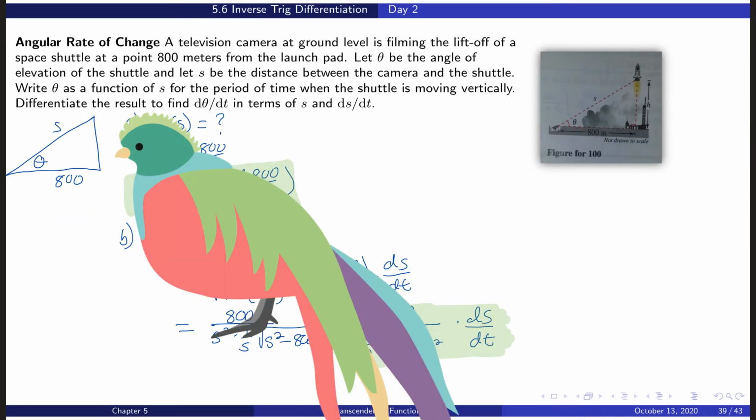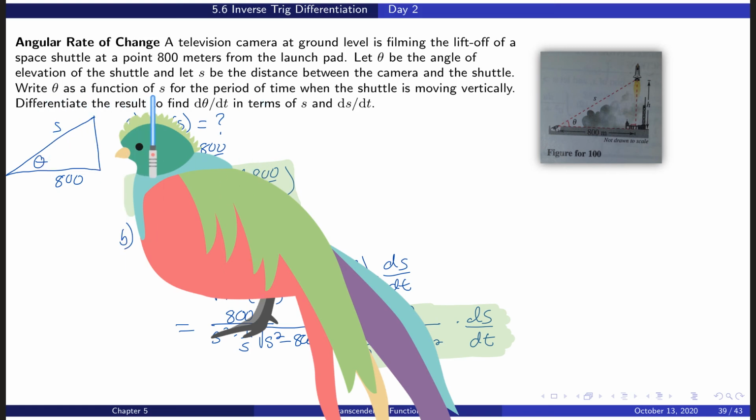So this last example will be a little bit more reasonable. A television camera at ground level is filming the liftoff of a space shuttle at a point 800 meters from the launch pad. Let theta be the angle of elevation of the shuttle, and let s be the distance between the camera and the shuttle. So from the camera to the shuttle is s. The angle of elevation from the ground up to the shuttle is theta, and the camera is 800 meters away. I got this out of a book, but it's a really dark copy, so I redrew it here. Camera is here, looking at the space shuttle up there. That distance is s. The angle of elevation between the ground and the shuttle is theta, and the camera is 800 meters from the initial launch site.